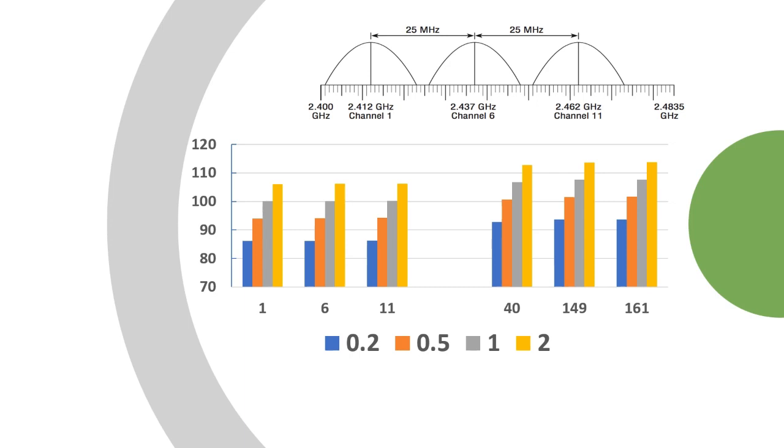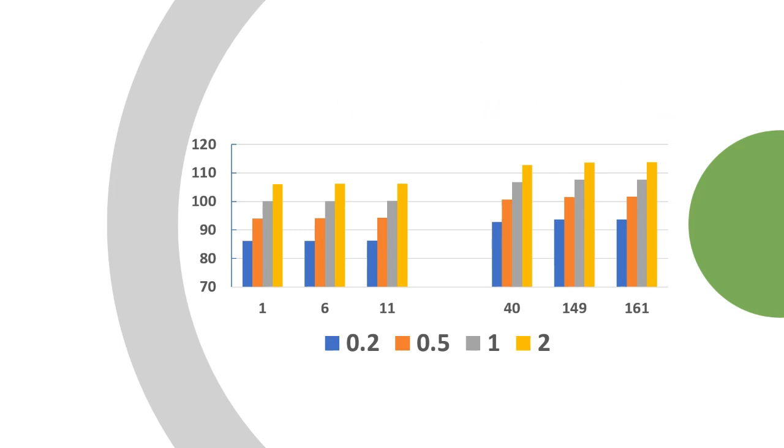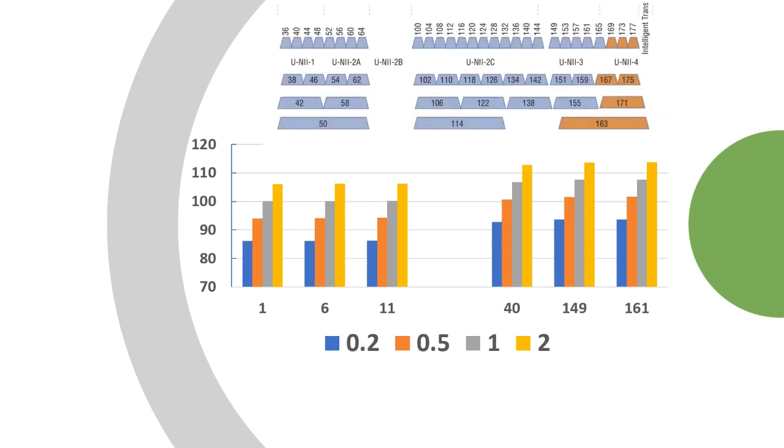Now let's look at 5 gigahertz, where I picked a few channels: 40, 149 and 161. As I'm speaking, I'm using channel 149 in 5 gigahertz. The impact on the free space path loss in 5 gigahertz is obviously much worse compared to 2.4 gigahertz. That's why 5 gigahertz is not a good band to be used for bigger Wi-Fi coverage. If you need bigger coverage, you'd better use 2.4 gigahertz.